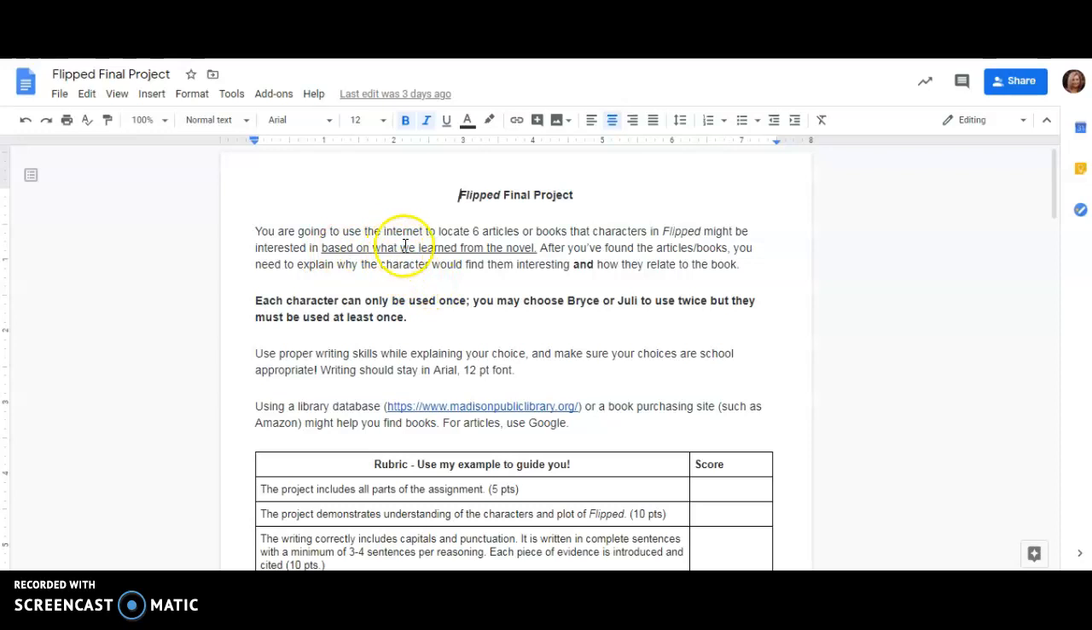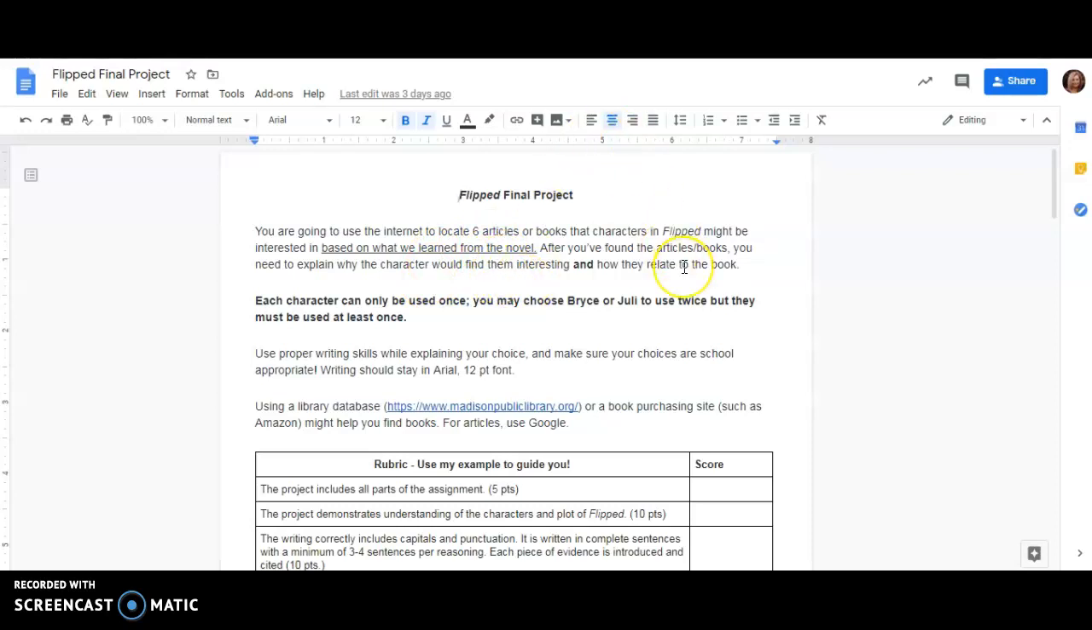So you're going to actually use the internet to locate 6 different articles or books that characters in Flipped might be interested in. Now, you're not just going to be randomly choosing books. You have to be able to support that based on what you learn about those characters in the novel. All right, I'm going to show you an example of that here in a second.